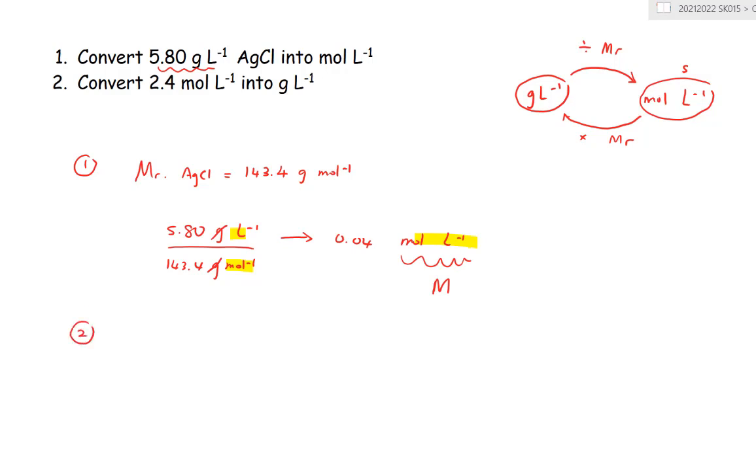Secondly, convert 2.4 mole per liter. In this case, we're still using silver chloride, into gram per liter. So 2.4 mole per liter, if we want to convert into gram per liter, we need to multiply by the molar mass, 143.4 gram per mole. In this case, mole and mole we can cancel, which gives you the unit gram per liter, which is what we want. And the value over here gives you 344.16, the value in gram per liter.